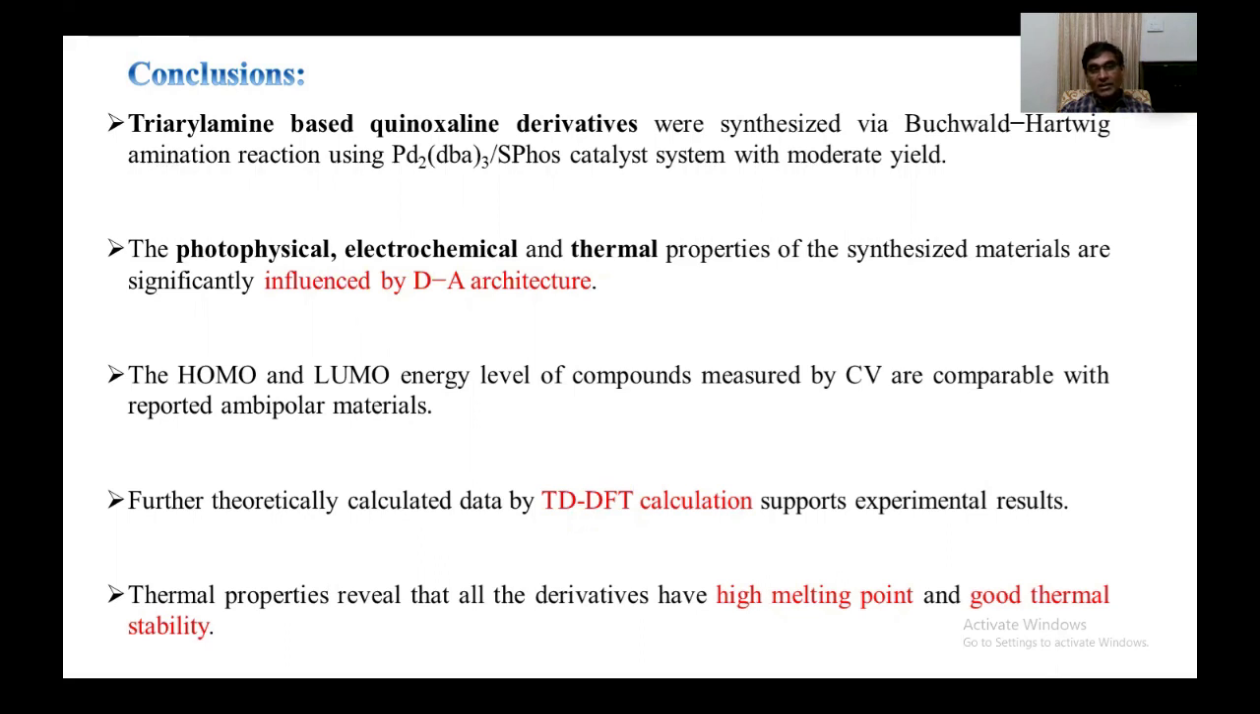There you can see the formation of the architecture. The HOMO energy calculated experimentally as well as theoretically indicates these molecules are ambipolar in nature, and theoretically calculated data at DFT also supports the experimental results. The thermal properties of these molecules are also very good, with high melting points and good thermal stabilities. We also got the AIE active property within these molecules. This is the first time we have reported such kind of molecules.